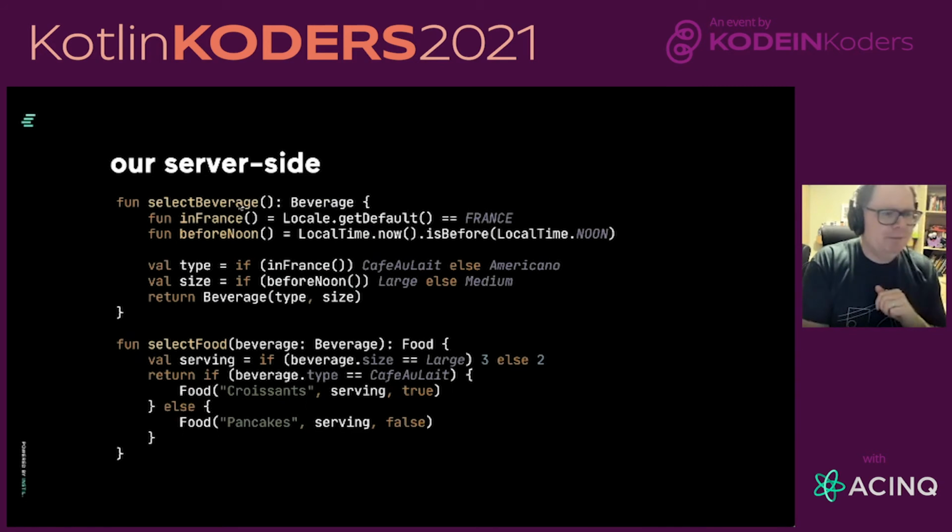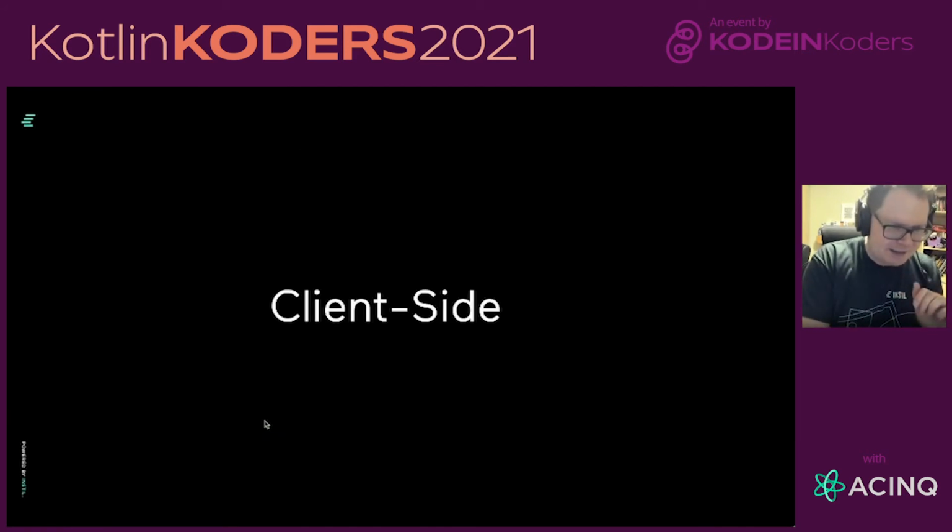So here's our implementation of select beverage. If we're in France, then we're going to be having a cafe au lait, otherwise it's Americano. If it's before noon, then we'll have a large because we need it. Otherwise, we'll have a medium because we want to get some sleep tonight. So we'll build and return a beverage. And then whenever it comes to selecting some food, we'll take the beverage. And if the size is large, we'll have 3 of whatever, otherwise 2. And if it's cafe au lait, then we'll have croissant. Otherwise, we'll have pancakes. So that's our server side.